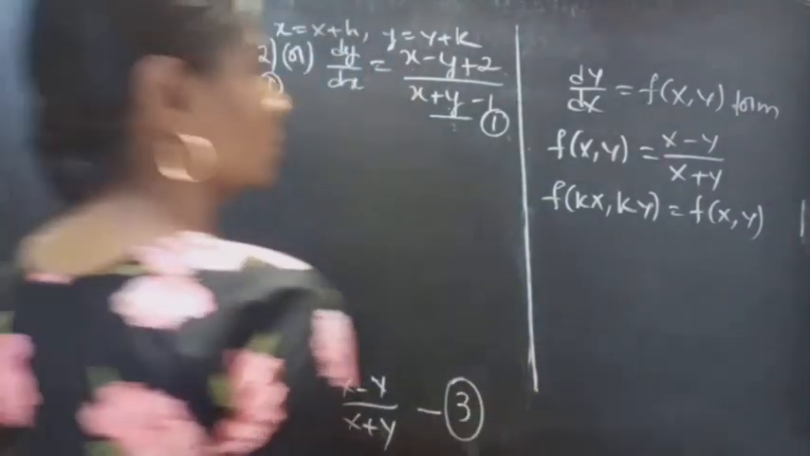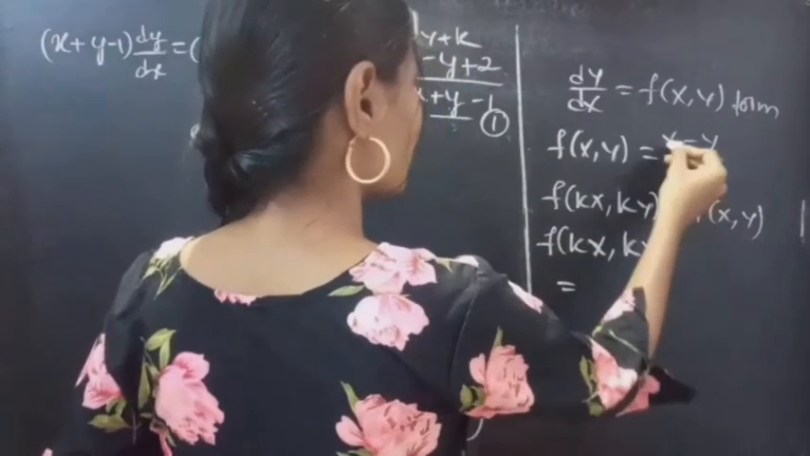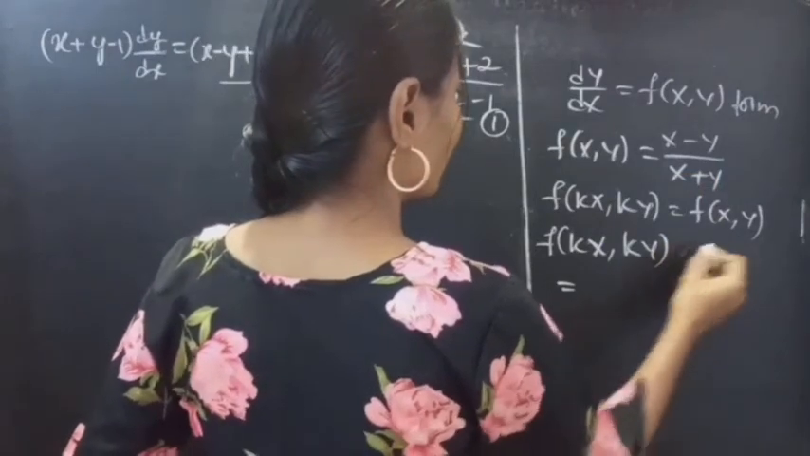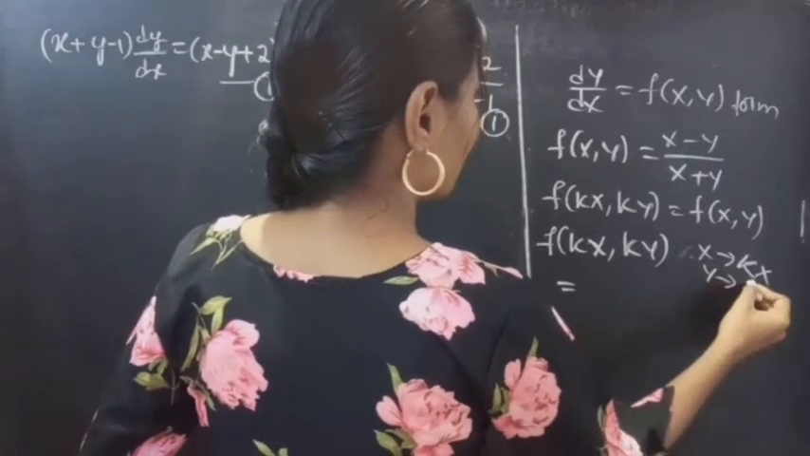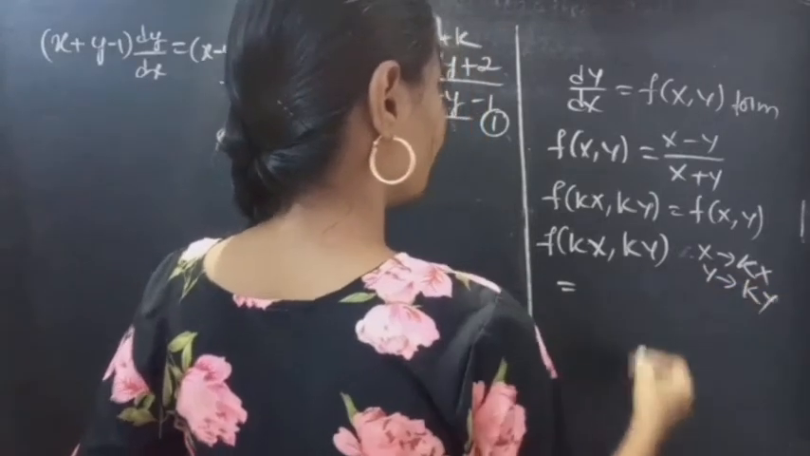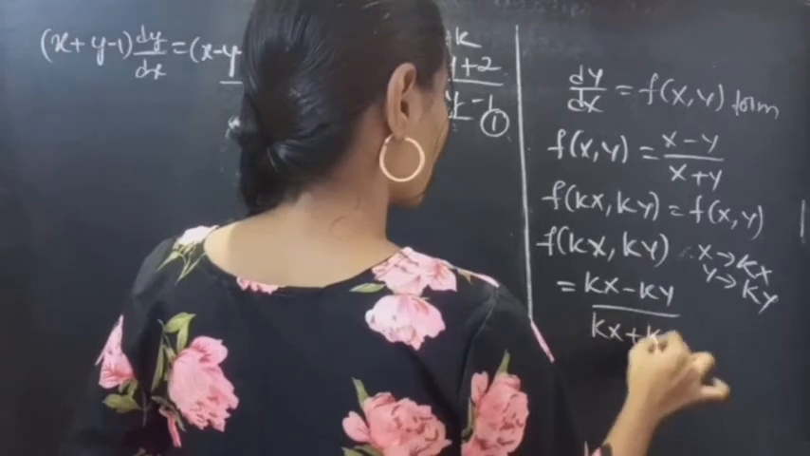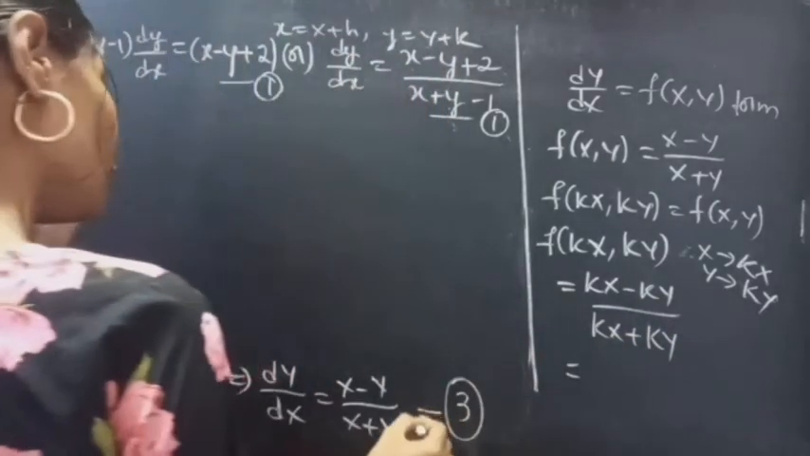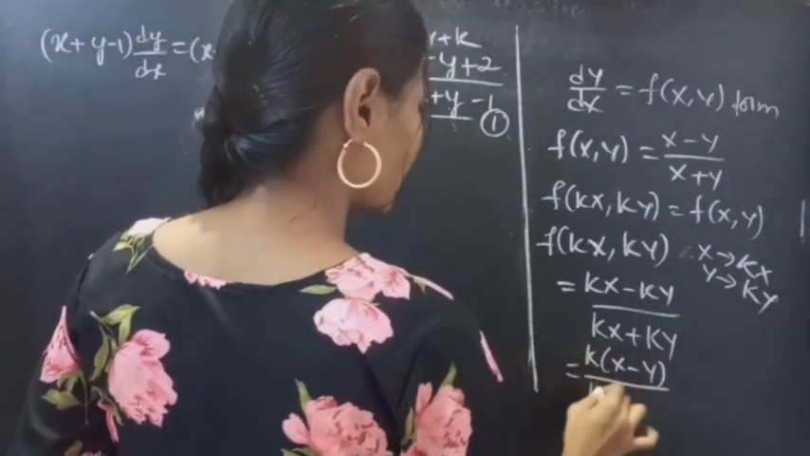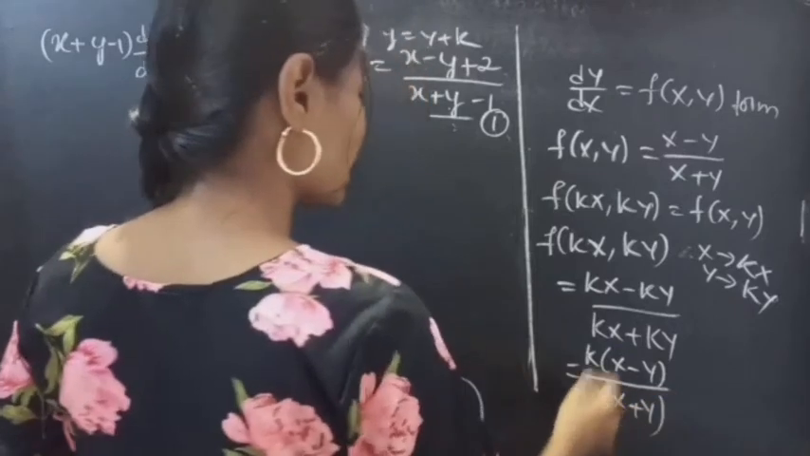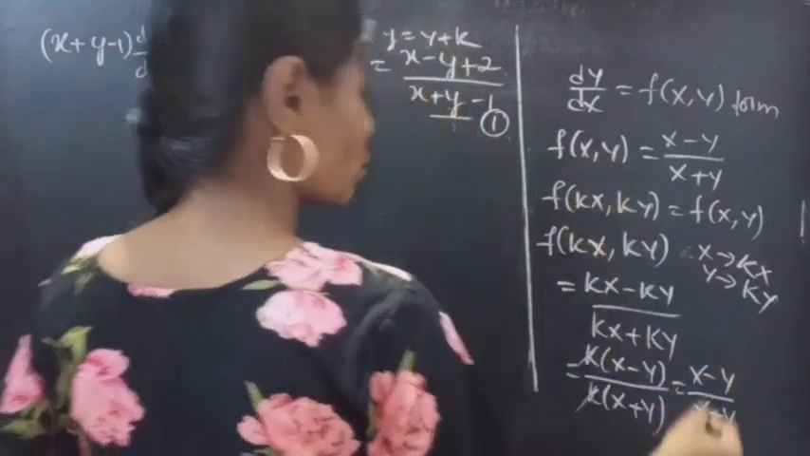call the differential equation involving a homogeneous function a homogeneous differential equation. Okay. Now f of kx, ky equals, replace x by kx and y by ky, then you'll get kx minus ky by kx plus ky. Now take k common from the numerator and from the denominator as well. You'll get k times x minus y by k times x plus y. Here k gets cancelled. You'll get x minus y by x plus y, which is a function of xy, right?